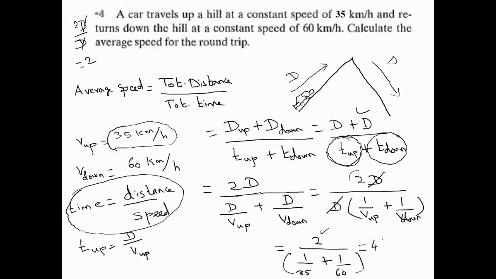44.21. What's the unit? Kilometer per hour. If we ask you to convert it to meter per second, then you have to multiply by 1000 on the top and you have to multiply by 3600 on the bottom. Understand?